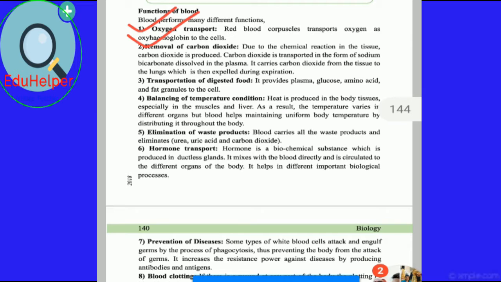And also helps in transportation of digested food. Removal of waste such as carbon dioxide, urea and lactic acid. Immunological functions including circulation of white blood cells and detection of foreign materials by antibodies.